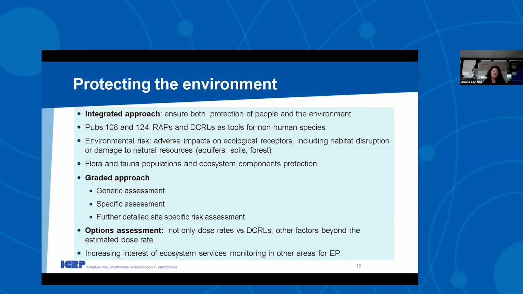And to remind that flora and fauna populations are addressed as populations, not as individuals, and we have to address also the different components of the ecosystem for protection. As recommended in publications from ICRP, to determine these derived consideration reference levels, the recommendation is to follow a graded approach, starting from a generic assessment with generic parameters, and then, as needed, a specific assessment, or use a further detailed site-specific risk assessment.